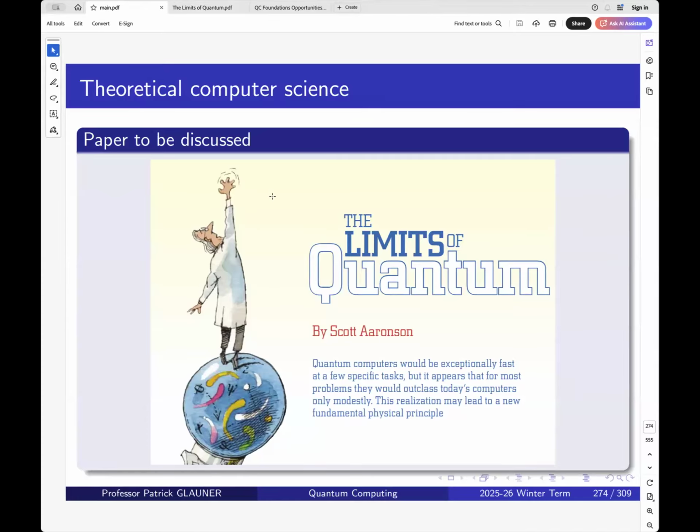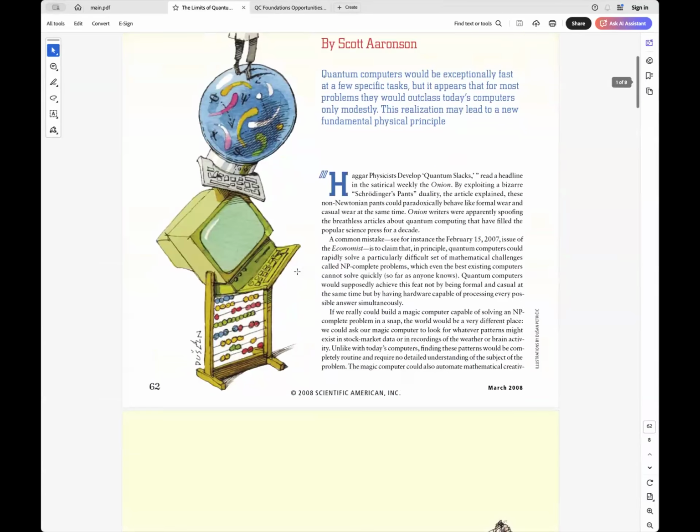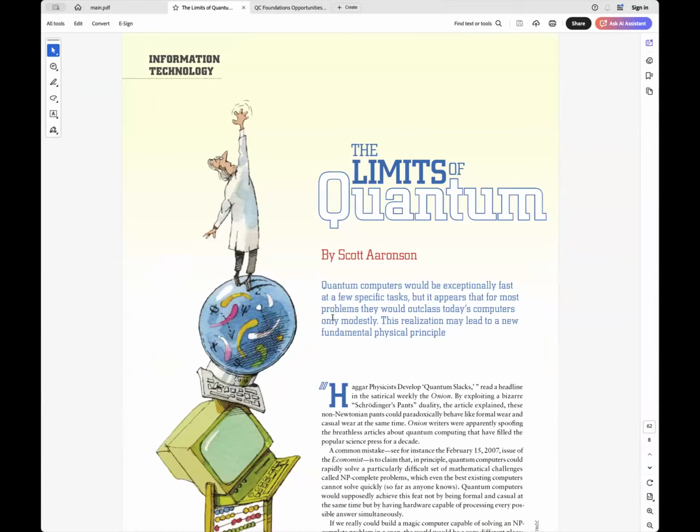And since there's a very good essay, I have not created a lot of slides about this. I asked you to read an article that was written by Scott Aaronson. The article is called The Limits of Quantum, and it is from about 2008. The theory has not changed because the theory is solid. What has changed since 2008 is that we actually got real quantum computers. They're still limited, but the theory obviously does not change.